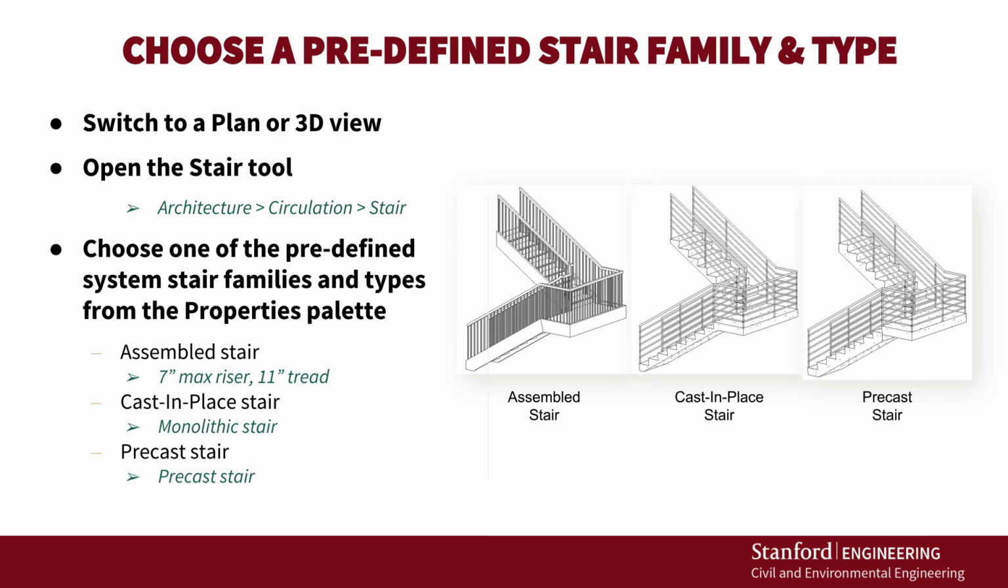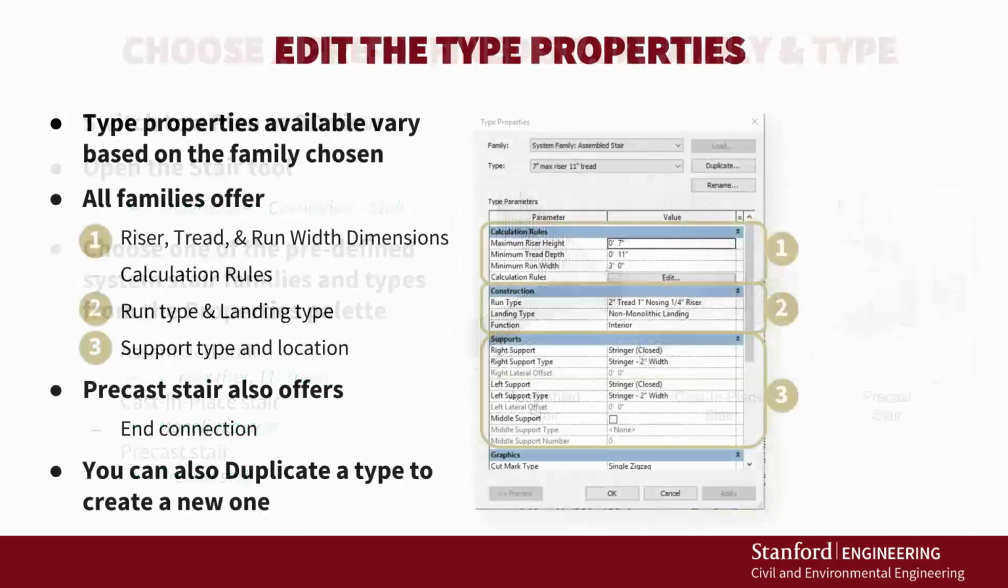You'll find an assembled stair. That's a stair that's made up of lots of individual pieces for the treads and risers, and the type that's available has a 7-inch maximum riser and an 11-inch tread. You'll also find a cast-in-place stair, something that's similar to a cast-in-place concrete stair, where the entire stair assembly is a single piece of a material. The third type that's available is a precast stair, and that'd be appropriate when you're using precast elements that'll be joined together and assembled in the field. Let's look at how you can edit the stair type properties.